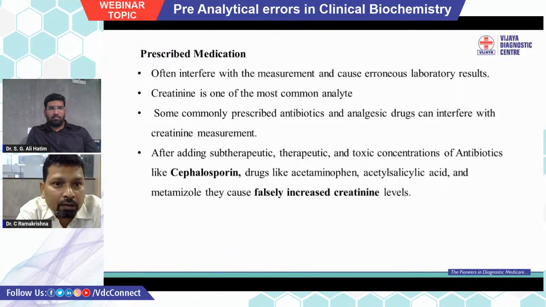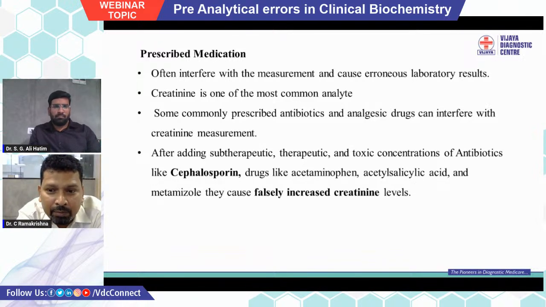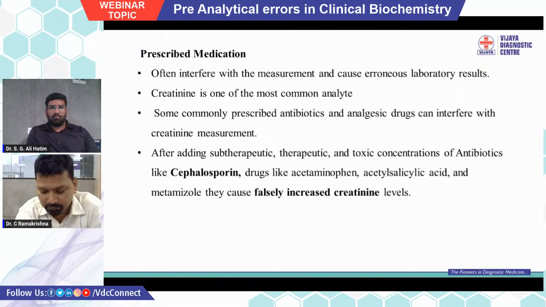Next, most of the patients are prescribed some medication. So medications also have an effect on the analytes, right? Especially creatinine. Creatinine is mostly affected by antibiotics like cephalosporins and drugs like acetaminophen and acetylsalicylic acid, which cause falsely increased creatinine levels.